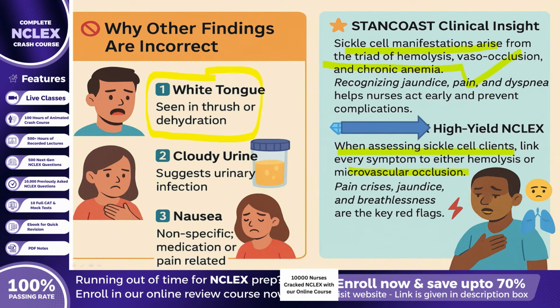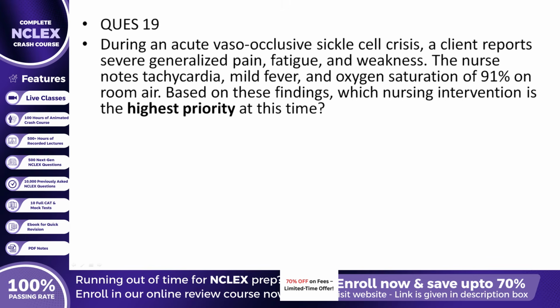Let us now move forward into a critical, high-priority nursing scenario that highlights the importance of quick clinical judgment and evidence-based decision-making. During an acute vaso-occlusive sickle cell crisis, the client reports severe generalized pain, fatigue, and weakness. The nurse observes tachycardia, a mild fever, and an oxygen saturation of 91% on room air. Faced with these findings, the key question arises: which nursing intervention should take precedence at this moment?